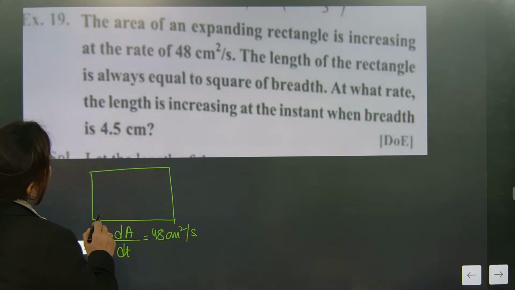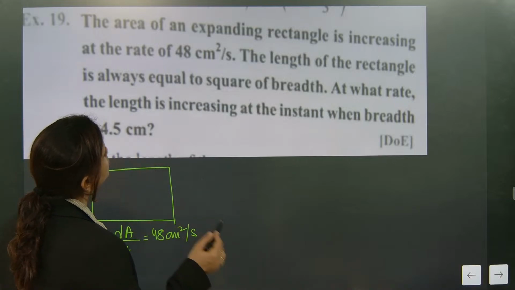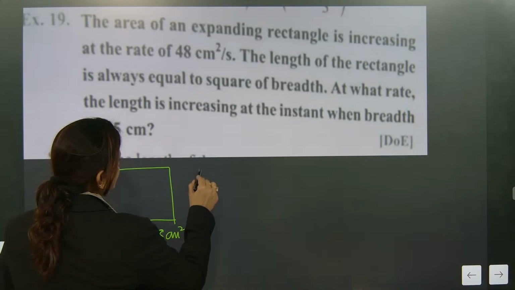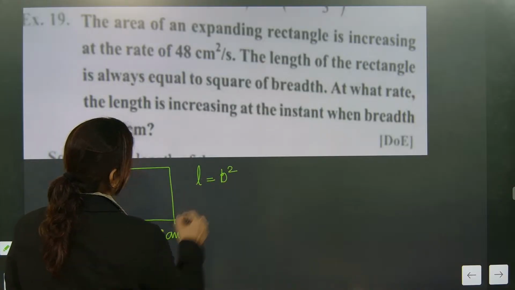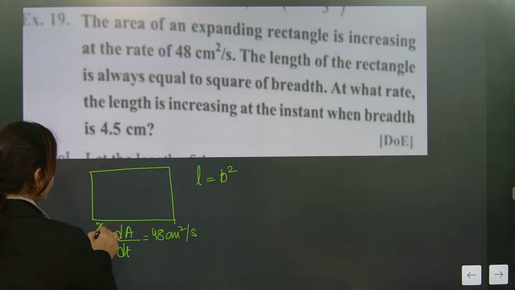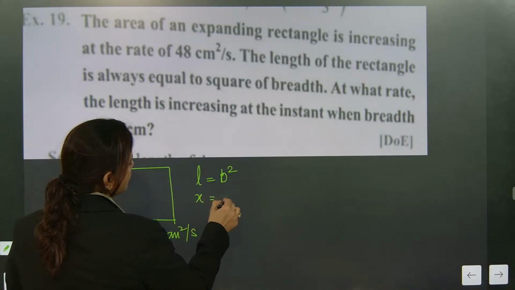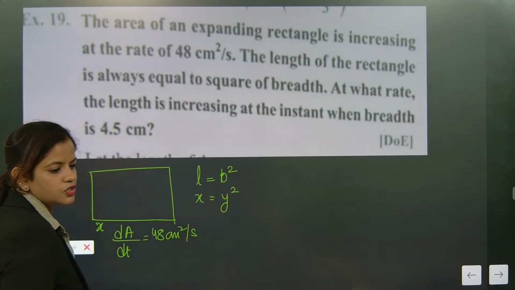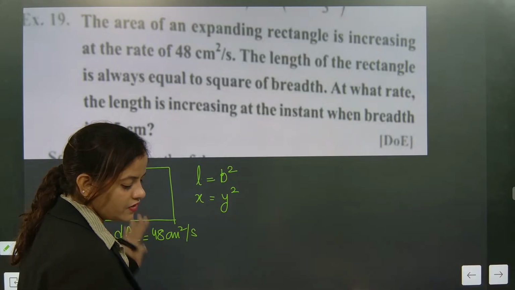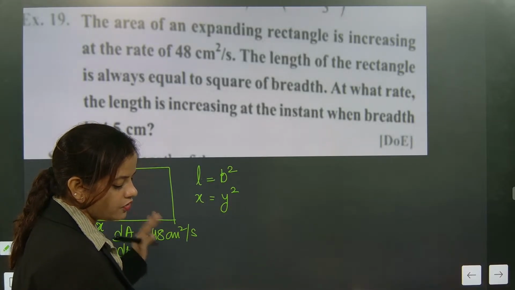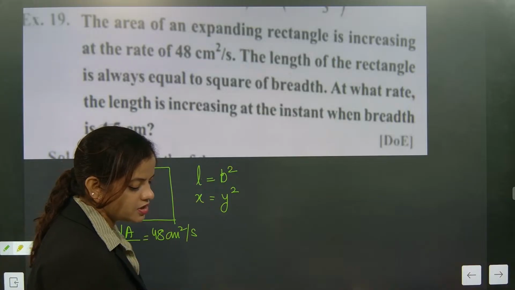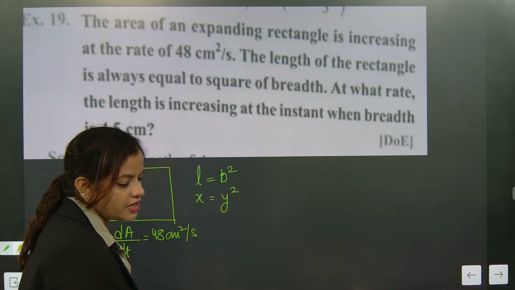The length of the rectangle is always equal to the square of its breadth. So if the length of the rectangle is x, then the breadth is y, and x is equal to y square, as they have given. Understood now? The length of the rectangle is the square of its breadth. This is the condition given. Okay. Now what is the next part?